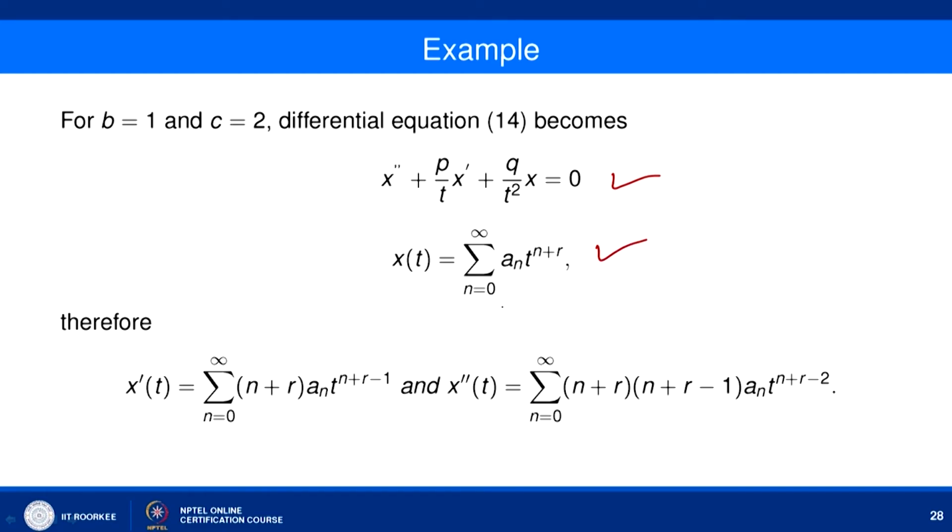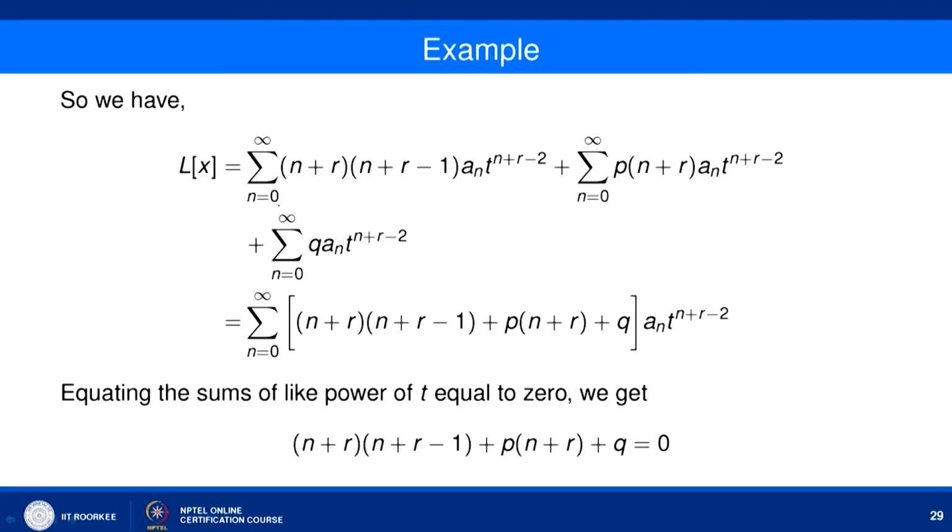We can simply say that here also if you want to apply your solution x t equal to summation n from 0 to infinity a n t to power n plus r, and similarly calculating x dash t and x double dash t, we can simply say that L x equals summation n equal to 0 to infinity n plus r into n plus r minus 1 a n t to power n plus r minus 2, plus summation n equal to 0 to infinity p into n plus r a n t to power n plus r minus 2, plus summation n equal to 0 to infinity q a n t to power n plus r minus 2. If you calculate, the coefficient will be summation n equal to 0 to infinity of n plus r into n plus r minus 1 plus p into n plus r plus q, into a n t to power n plus r minus 2. So, here when you start from n equal to 0, all terms will come into picture.